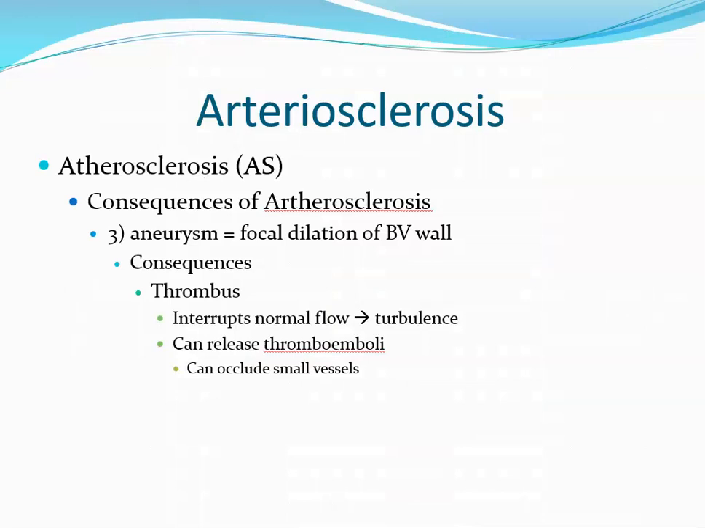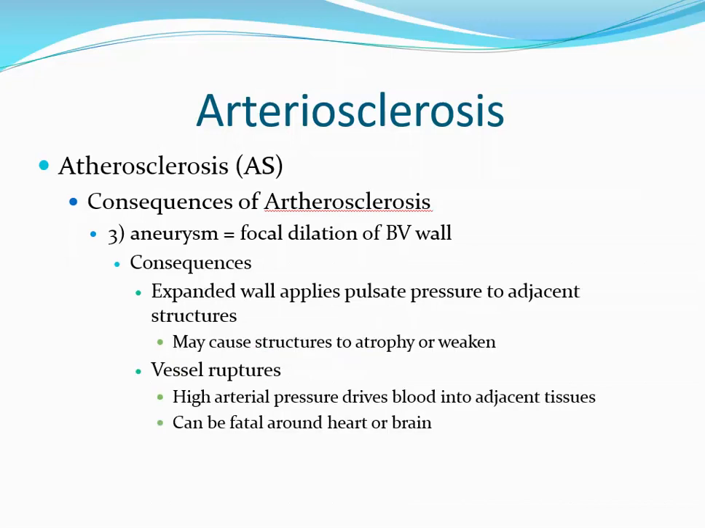Consequences of an aneurysm. One is a thrombus. They interrupt the normal blood flow, creating turbulence. They can end up releasing thromboemboli that can then occlude other smaller vessels. The expanded wall of the aneurysm will apply pulsating pressure to adjacent structures, for example, the brain or the heart. This may cause these structures to atrophy or to weaken.